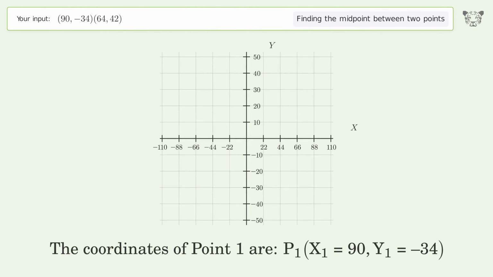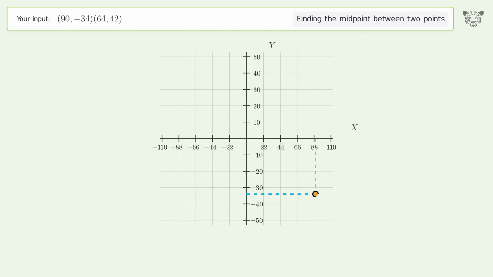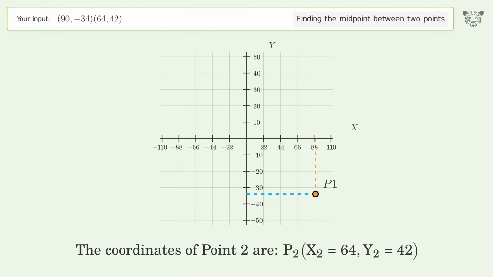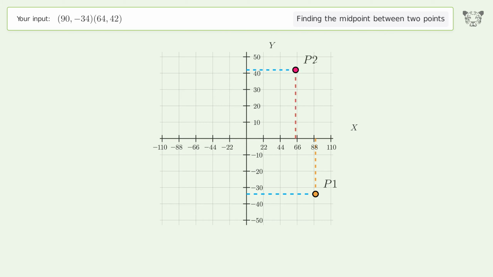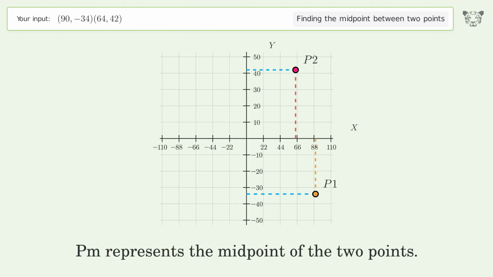The coordinates of point 1 are, x1 equals 90, y1 equals -34. The coordinates of point 2 are, x2 equals 64, y2 equals 42. PM represents the midpoint of the 2 points.